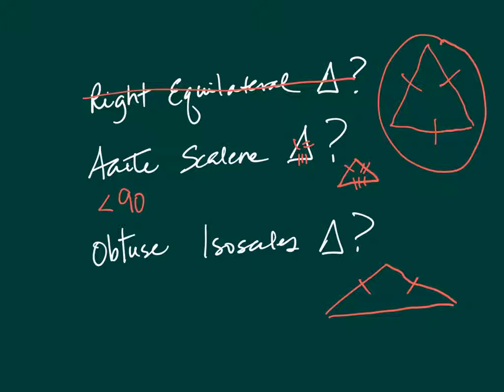Obtuse isosceles, that would mean that one of the angles is greater than 90, and two of the sides are the same. Pretend those are the same.